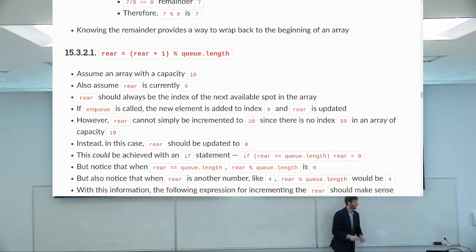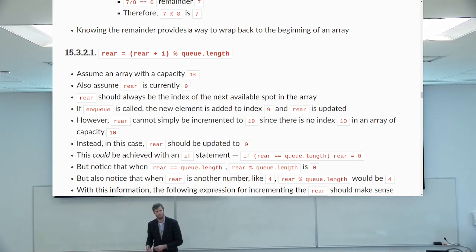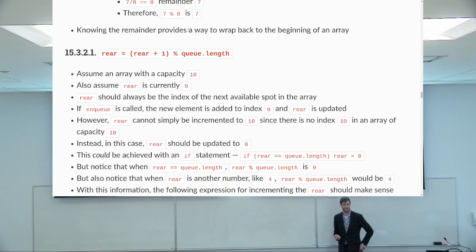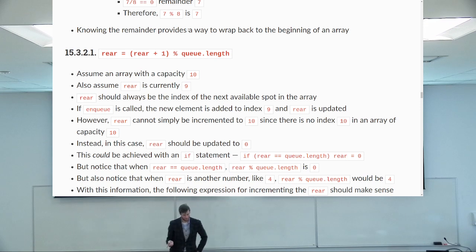But rear, if we increment it, would become 10. But there is no index 10 in an array of length 10. We have 0 through 9. So if rear is supposed to be referencing the next available spot, and rear would get incremented to be 10, we've got a problem. There is no array index 10. But the length of that array is 10. And because of this looping thing we want to do, the next available spot, assuming it's empty, would be index 0.